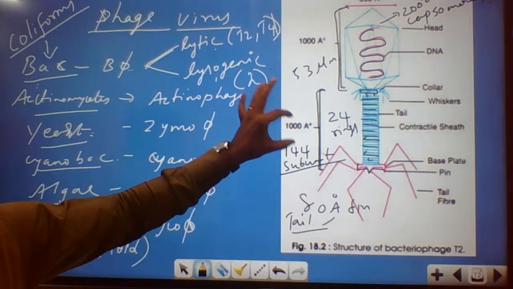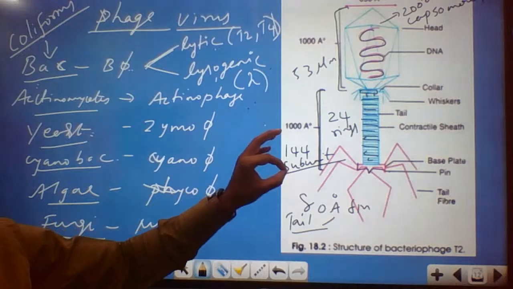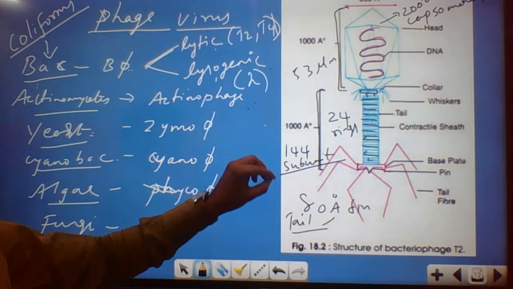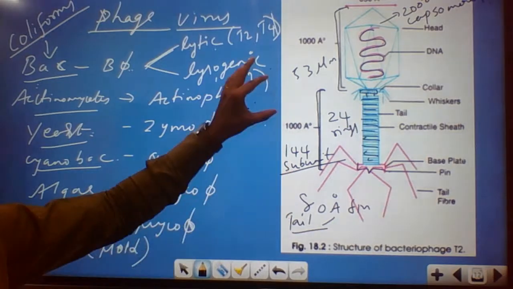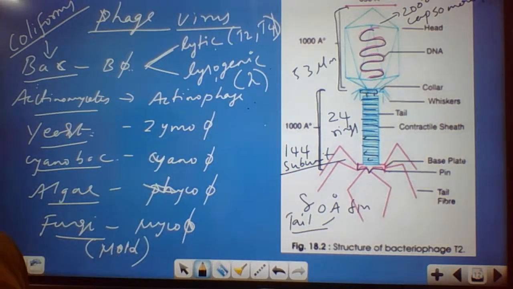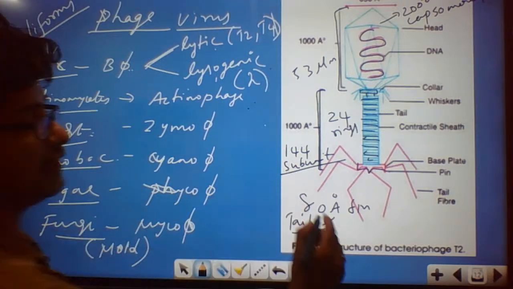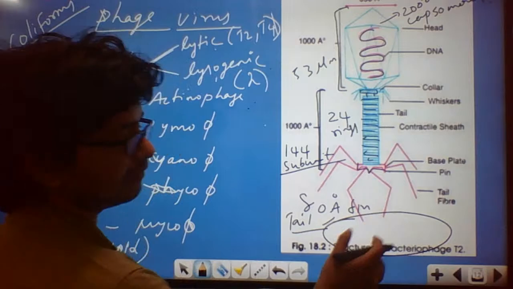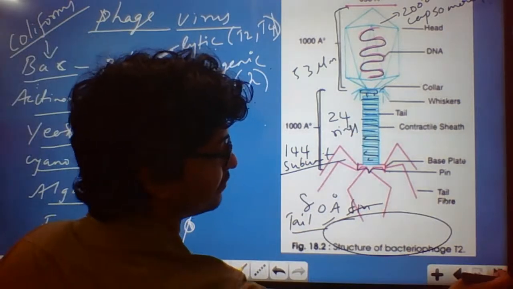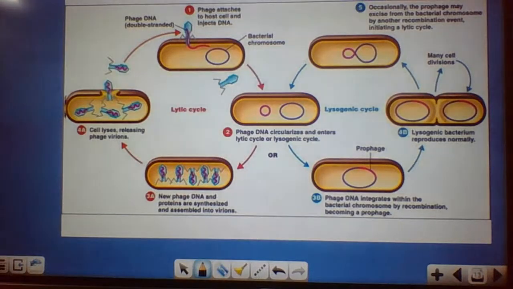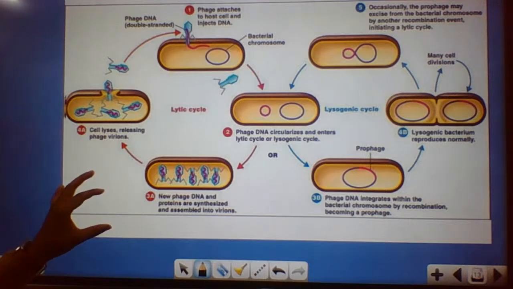It means 24 rings with 6 subunits in each. So altogether you could see 24 rings and 6 subunits in each, so 144 units. So this is about the structure of the bacteriophage. Usually this affects the coliform bacterial cell. Based on this, it is classified into the lytic cycle and the lysogenic cycle. This is a diagrammatic representation where you could see lytic and lysogenic.